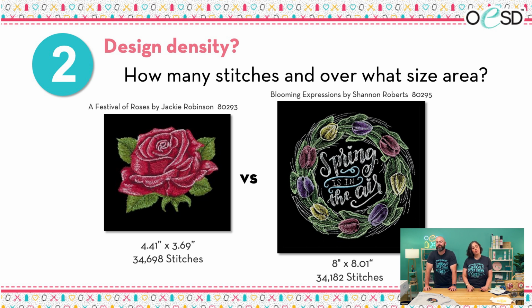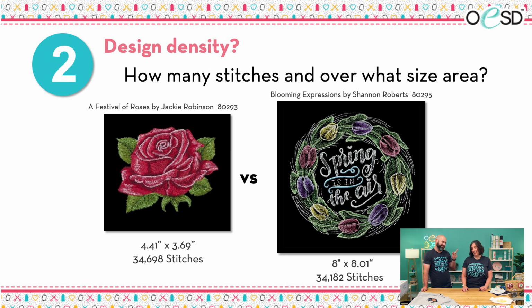Yes, so we get asked all the time, hey, I have a design, it's 20,000 stitches, how much stabilizer and what stabilizer do I use? And the answer to that is I can't tell you with just that information. Correct. And here's the reason for it. On screen, we have 2 different designs. One is a 4-inch by roughly 4-inch rose. That's a Jackie Robinson rose. Beautiful. And then on the other side, we have a Shannon Roberts design that's 8 by 8 inches. Right, so double the size almost.